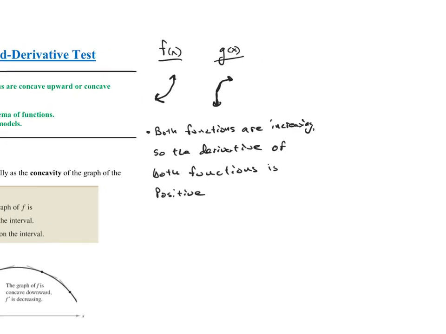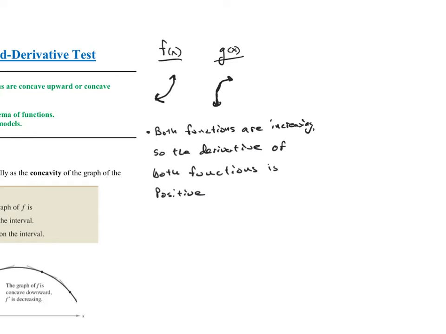The two functions I want to look at here are f of x and g of x. Notice both f of x and g of x have positive slopes. In other words, they are increasing. So that's what I've written right here. It says both functions are increasing, so the derivative of both functions is positive. But these two functions have very different shapes. One of them opens up, one of them opens down.